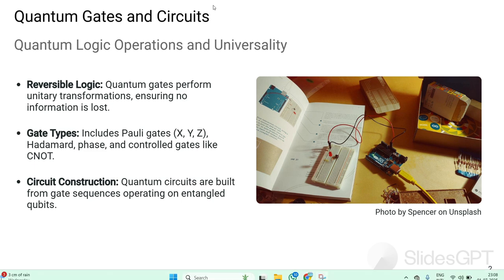To build quantum algorithms, we use quantum gates, the quantum equivalent of logical operations. Gates like CNOT and Pauli gates manipulate qubit states, often entangling or superposing them. Quantum circuits are built by arranging these gates in sequences. Unlike classical circuits, these are reversible and based on unitary transformations, which means they don't lose information.